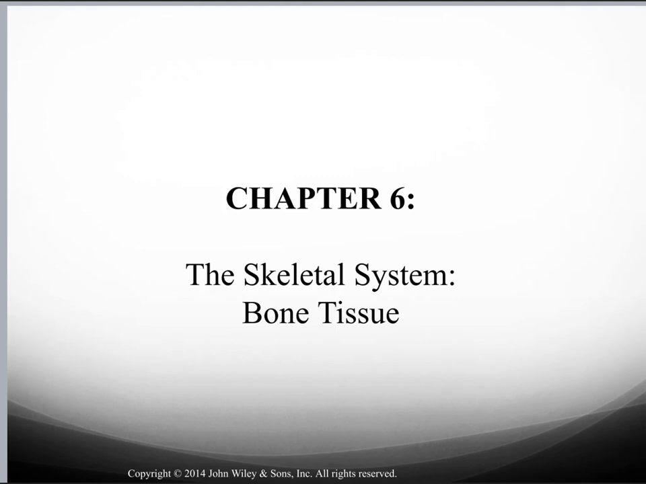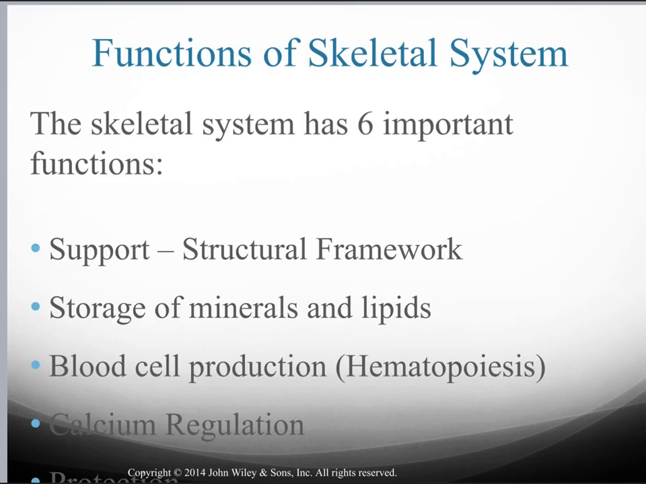Chapter 6, the skeletal system, bone tissue. The functions of the skeletal system. The skeletal system has 6 important functions. These functions include support. The skeletal system provides a structural framework. If you think about your rib cage, your pelvic girdle, all protecting your heart, your lungs, your genital organs, etc.